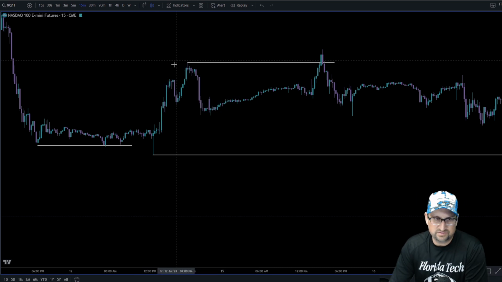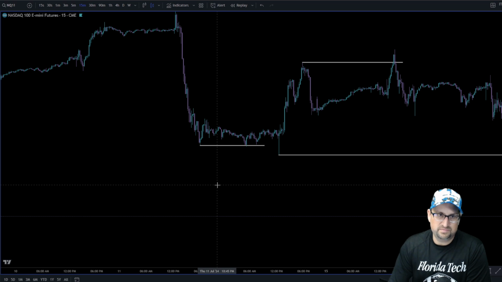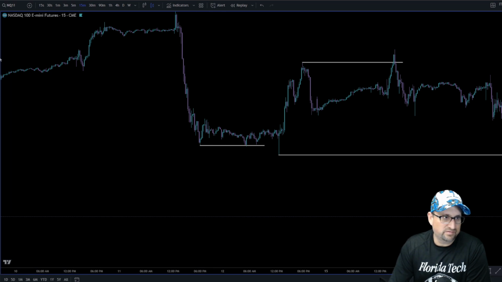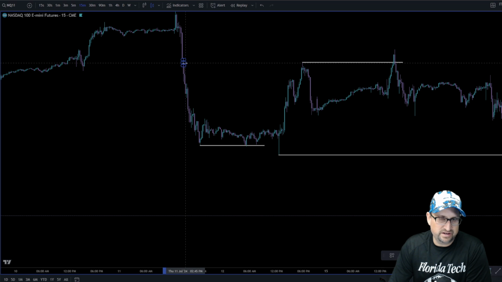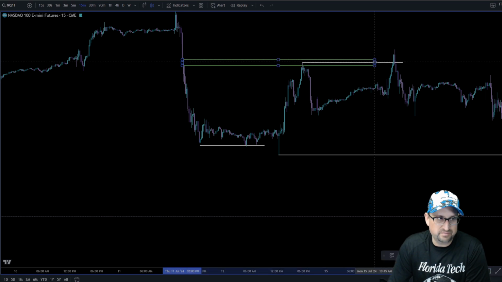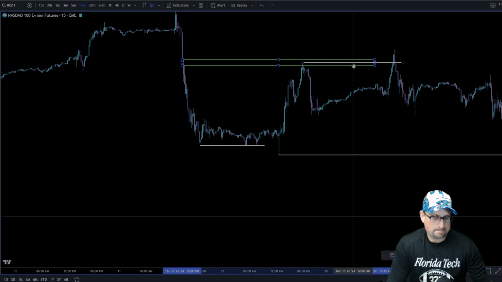Just kidding. I shoot for a 1 to 2, and then sometimes depending on where I'm looking for fair value gaps, like right here, this would be an area I would be taking profit. All right.